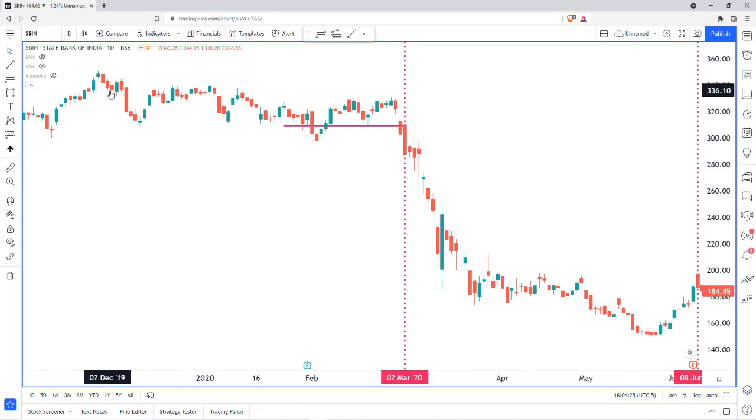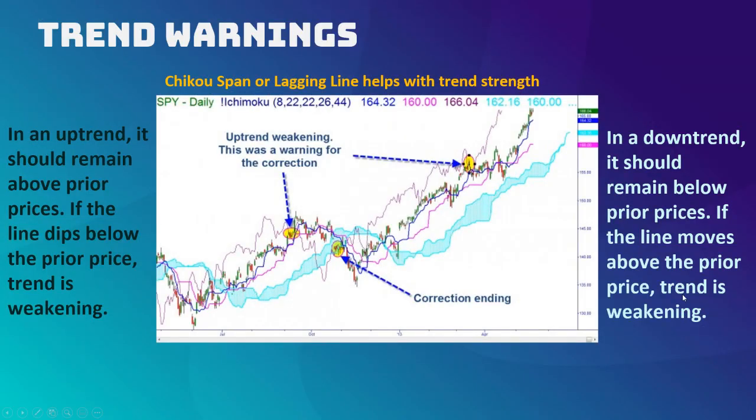And that's what we're trying to do anyway with the Ichimoku. So hopefully that makes a little bit of sense, that exercise I did to show you what's happening with price action. All right, so again, if you're seeing the delayed line staying above past price, you're in an uptrend. If you're seeing it below past price, you're in a downtrend. And if it crosses the price, that trend is weakening.